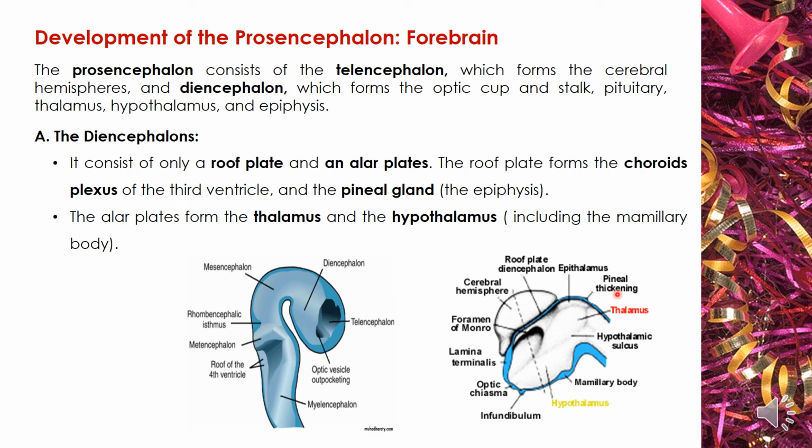Now, the first part, the diencephalon, consists only of the roof plate and the alar plate. The roof plate forms the choroid plexus of the third ventricle and the pineal gland, or the epiphysis, while the alar plate forms the thalamus and the hypothalamus, including the mammillary body.